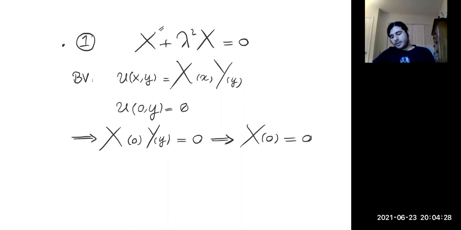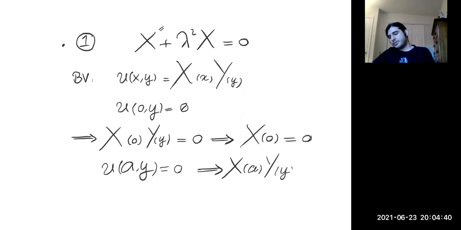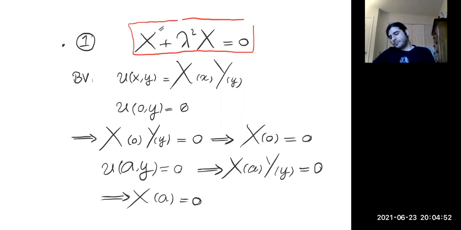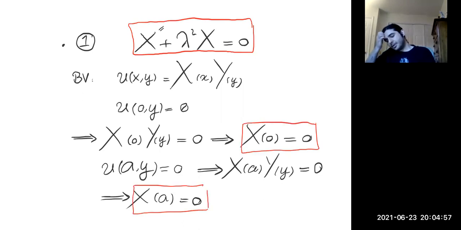The other boundary value condition was telling us u at the point a and y is equal to 0. That similarly tells us X at a times Y at y is equal to 0. Therefore, again, X at a is equal to 0. So we have this equation here, and this boundary value condition and this boundary value condition. This is a simple second order equation. We've solved this before.